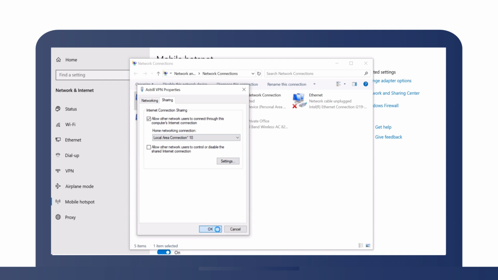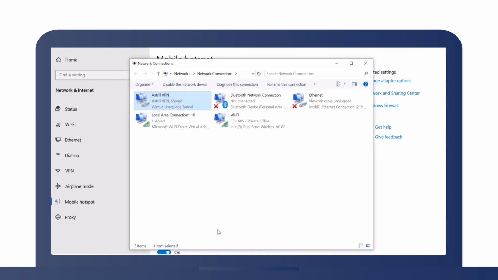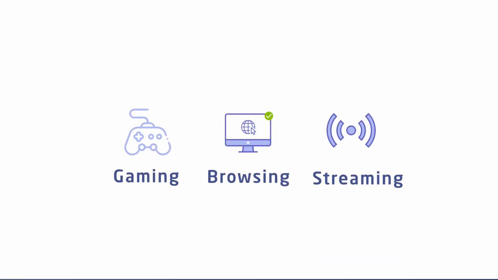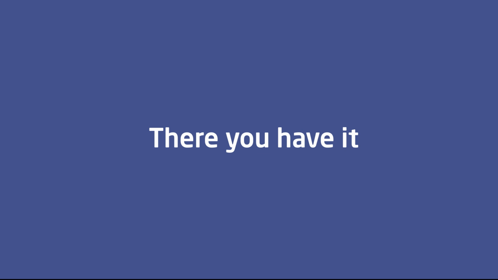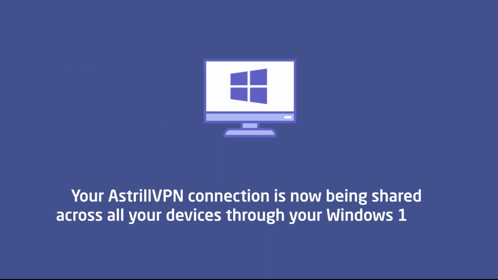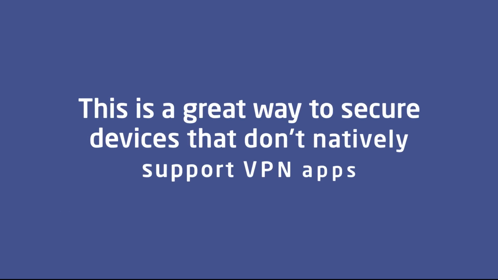Now, all the devices connected to your hotspot will share your secure Astral VPN connection. Whether it's browsing, streaming, or gaming, everything is protected. And there you have it. Your Astral VPN connection is now being shared across all your devices through your Windows 10 or later PC. This is a great way to secure devices that don't natively support VPN apps.